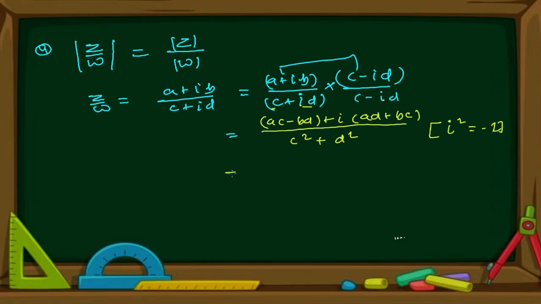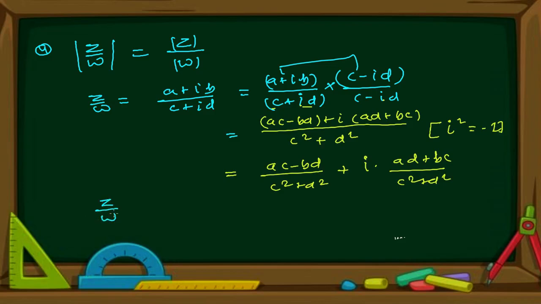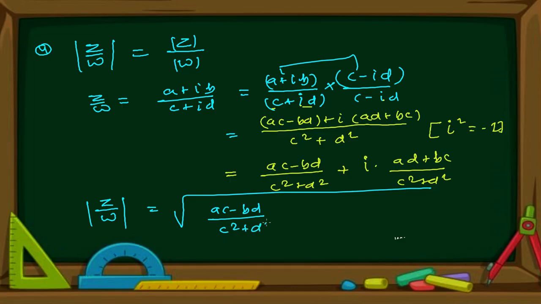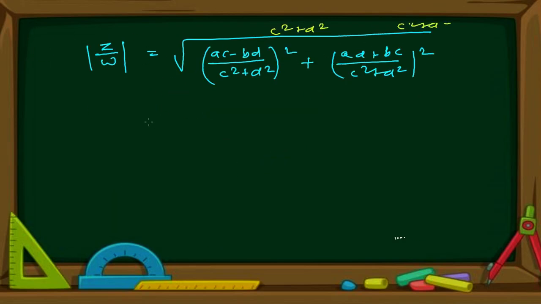All right. And further, it's going to be ac minus bd divided by c squared plus d squared, plus i times ad plus bc divided by c squared plus d squared. So this is z by w. And now we're going to find out the absolute value of z by w. That's going to be inside the root, the real part squared, that is ac minus bd by c squared plus d squared, complete square, plus the imaginary part squared, ad plus bc by c squared plus d squared, the complete square. All right, and now quickly let's write the formula of those.